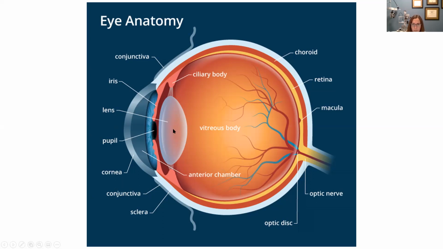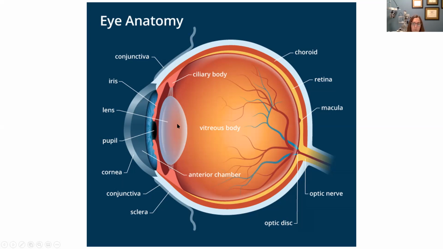As you get older, this lens gets hard and kind of discolored. That's what a cataract is, so that's the part of your eye where a cataract forms. As the cataract's forming, this lens is getting harder, and those little strings can't pull the lens like they used to. So that's why people need reading glasses.